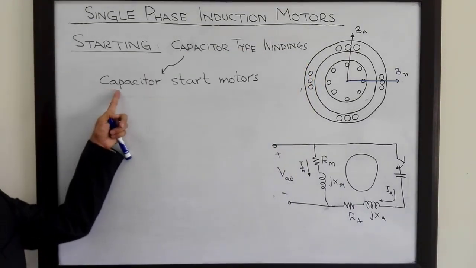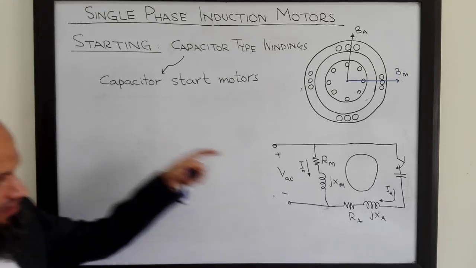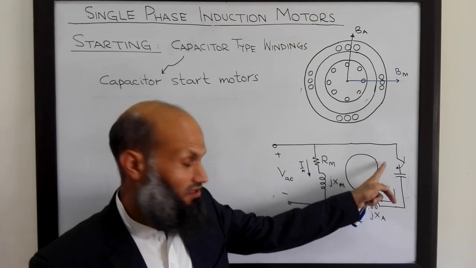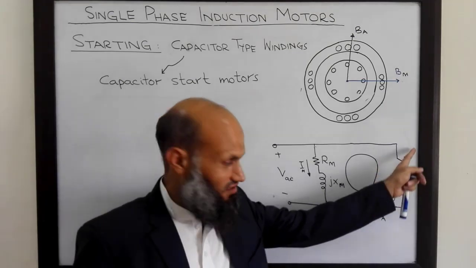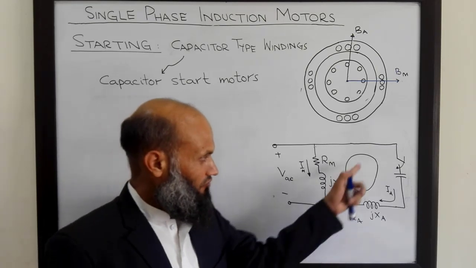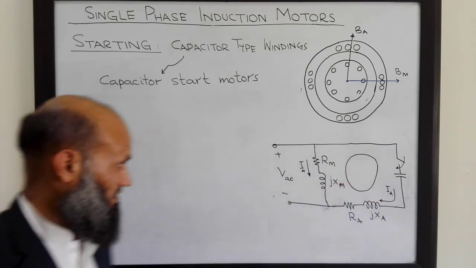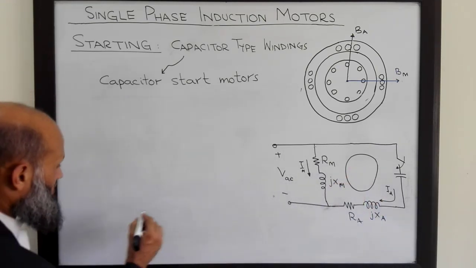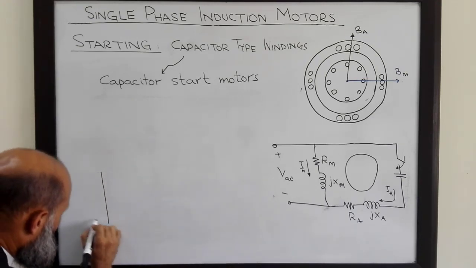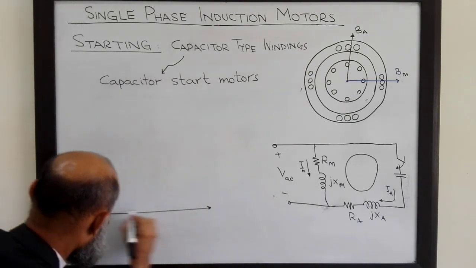We can have capacitor-start motors, which are depicted over here. That is, the capacitor is there during the starting, and then these windings are removed from this circuit after the rotor gets started. And we have already sketched the torque speed characteristics of capacitor-start motors, which are depicted over here.